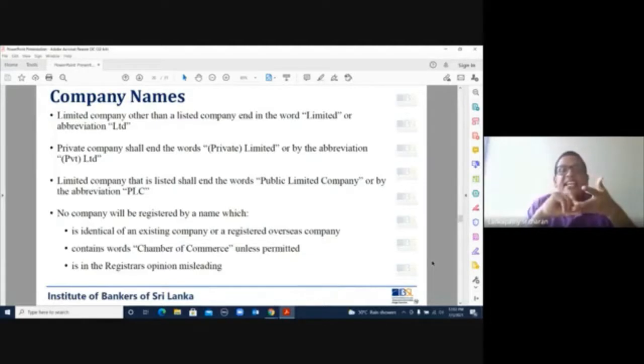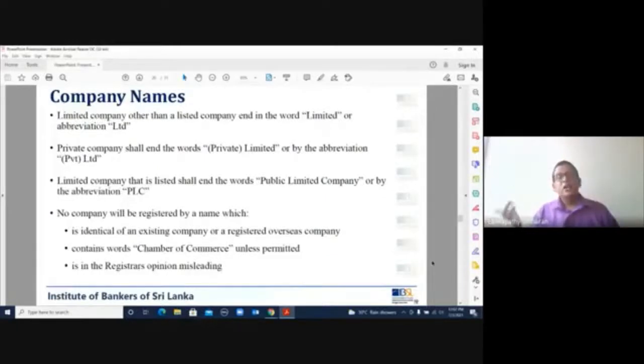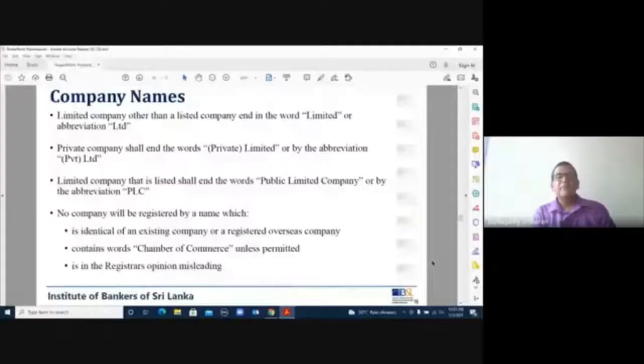And the third one is, if it is a public limited company, by the abbreviation PLC. For example, if it is a limited company and a listed company, listed at the Colombo Stock Exchange, then that company name should end with PLC. So as a general idea, when a company name ends with PLC, you can get an idea that the company is listed with the Colombo Stock Exchange. So these are the three general conditions on displaying the company name for the public.